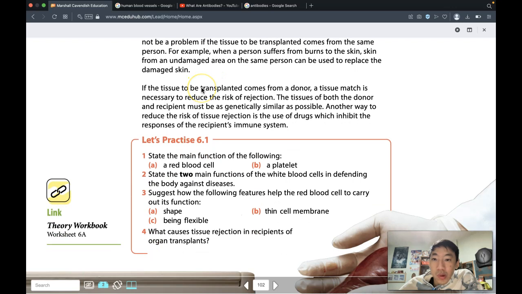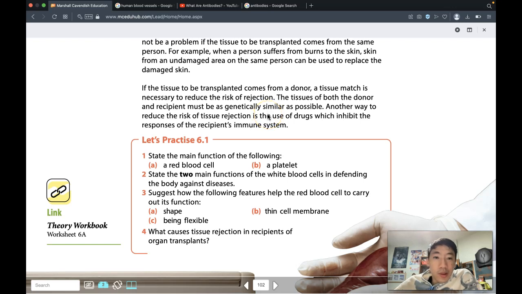So how do we reduce the risk of this? Firstly, they do what is called a tissue match. That means that the tissue of the recipient and the donor must be as similar as possible. So perhaps a sibling, parent, or child, because they share more genes together, so it might be more genetically similar. Failing which, they have to search across the population and see if they're lucky, they might find somebody who's genetically similar.